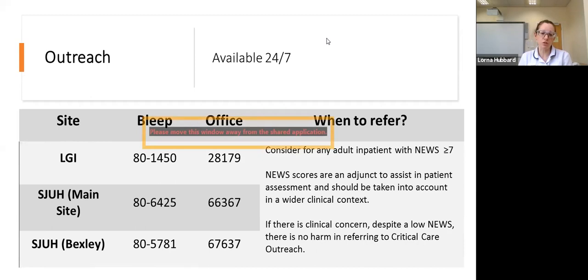But the new scores are like everything else we've talked about, another piece in the puzzle, and should be taken into context with how that patient is presenting. So there might be a patient who's scoring 5 or something, but you're really concerned about them. They can also be referred. So it's worthwhile asking them for any advice.